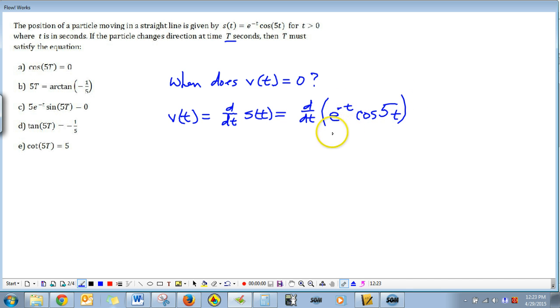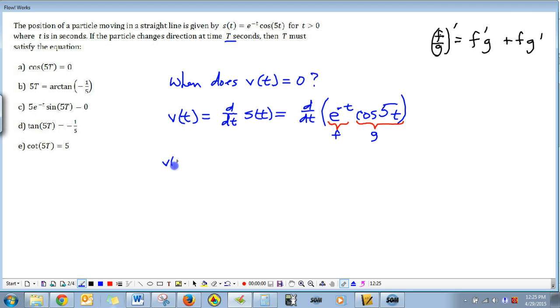And we need to realize that what we have here is a product of two functions of t. So we're going to have to use the product rule, and we're also going to have to use the chain rule on each one of them, because each one is a function of t. Now the product rule is the derivative of f times g is f prime times g plus f times g prime.